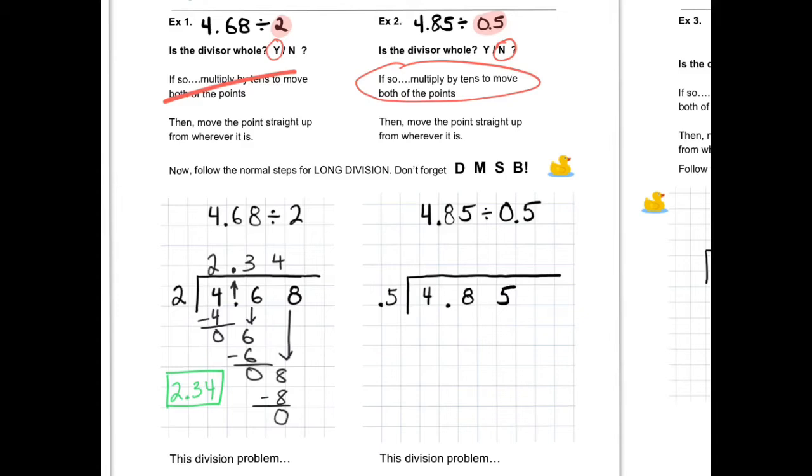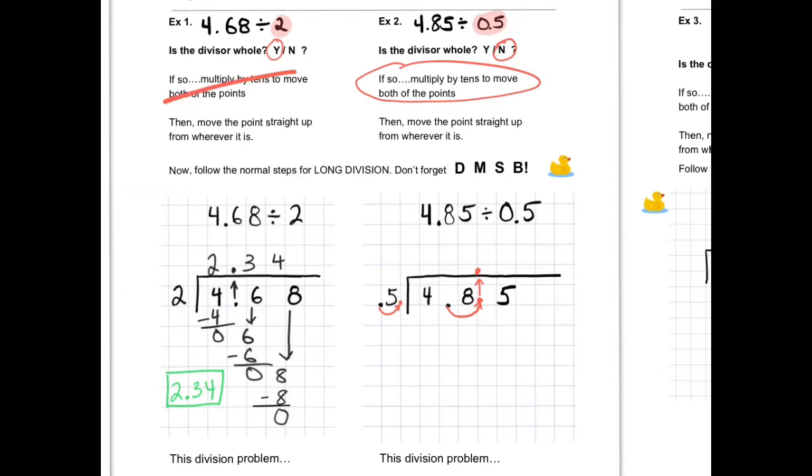What I mean by that is I take 0.5 and I multiply it by 10, which makes it a 5. Then I multiply 4 and 85 hundredths by 10, and it becomes 48.5. And then I bring the decimal point straight up into the quotient. Now I'm basically doing the problem 48.5 divided by 5, which is going to give me the same answer as the original problem, which is very cool.